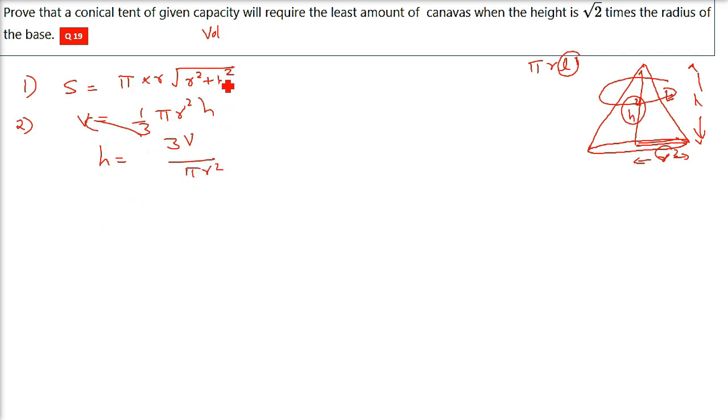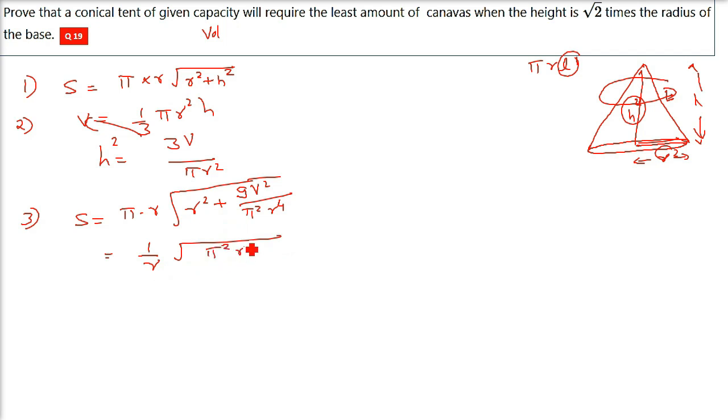The surface area, because we need to tell about the least amount of canvas. So surface area has to be maximum or minimum. So surface area is pi into r, and under root r square plus h square. In place of h square, replace it by 3v by pi r square. So this is the final result which we are getting when we replace it. If there is a slight difference or mistake, I beg your pardon, but I'm writing because this is simply the replacement of the values we got.